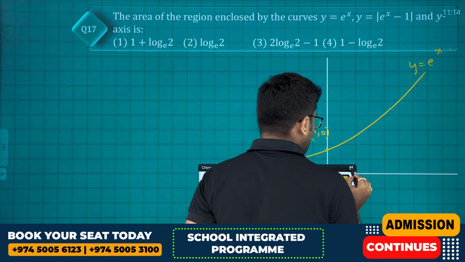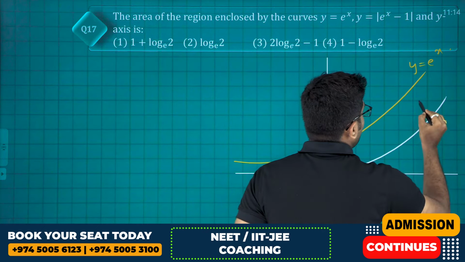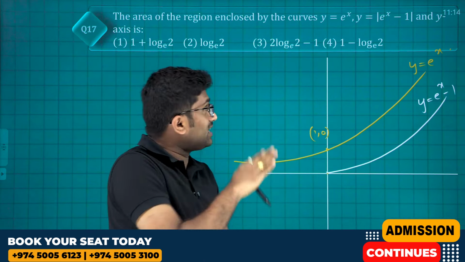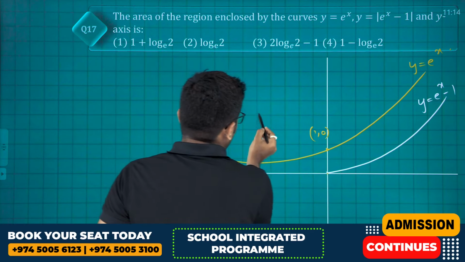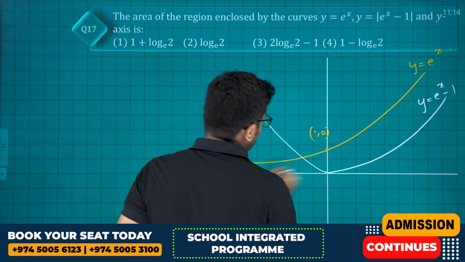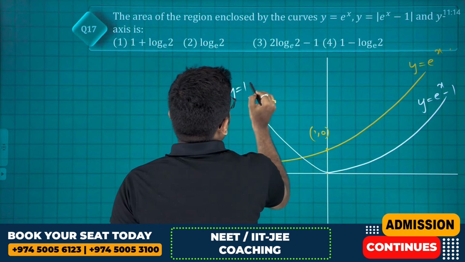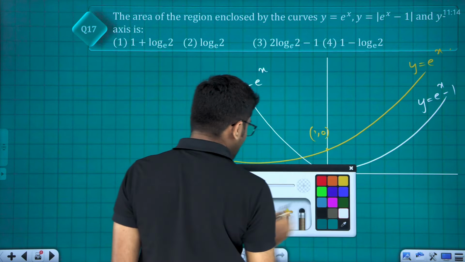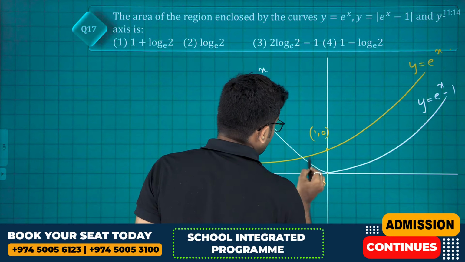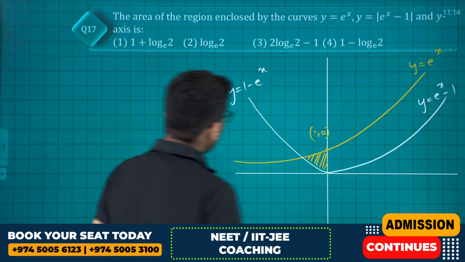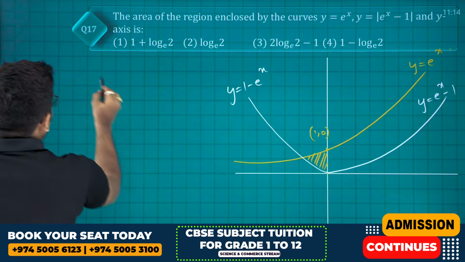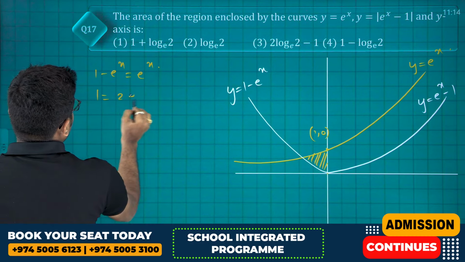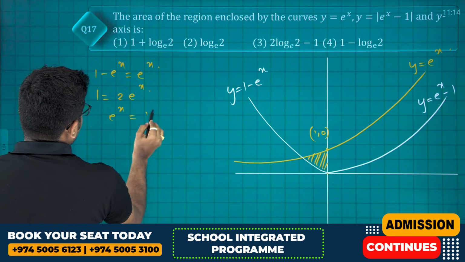So this is the graph of y is equal to e power x minus 1. And to the left side, that is 1 minus e power x. So 1 minus e power x will be this one. So this is our 1 minus e power x and this is e power x minus 1. So what is the area enclosed between these 2, friends? This is what they are asking. This is the region. When will these 2 intersect? 1 minus e power x is equal to e power x. 1 is equal to 2 times e power x. E power x is equal to 1 by 2.